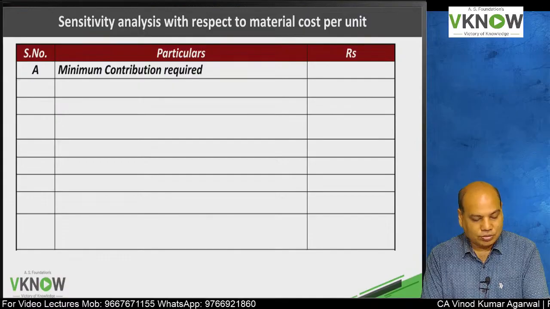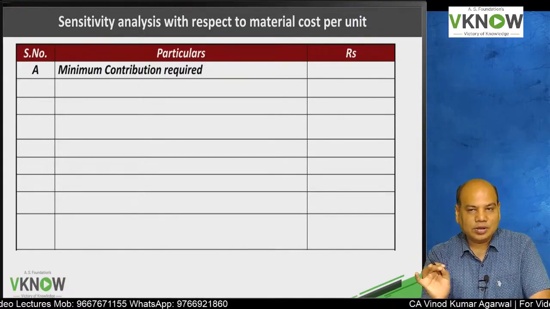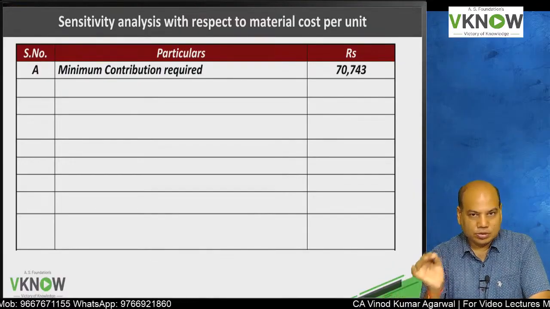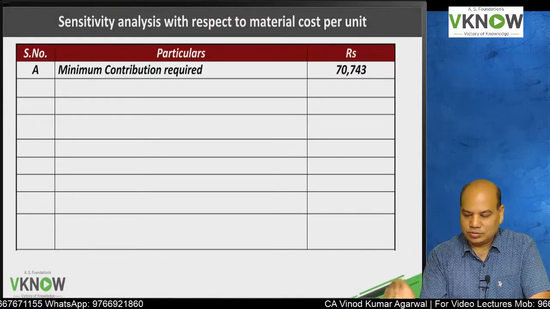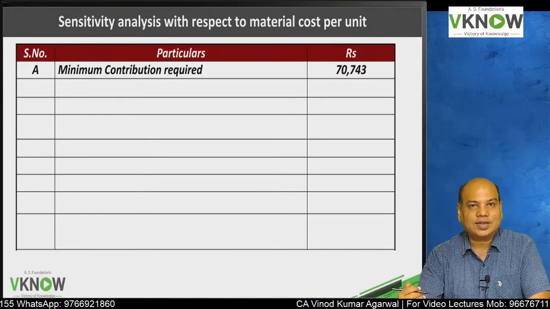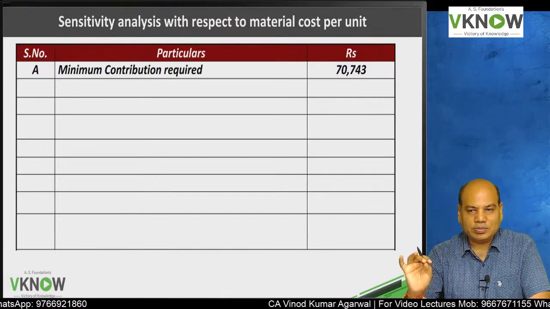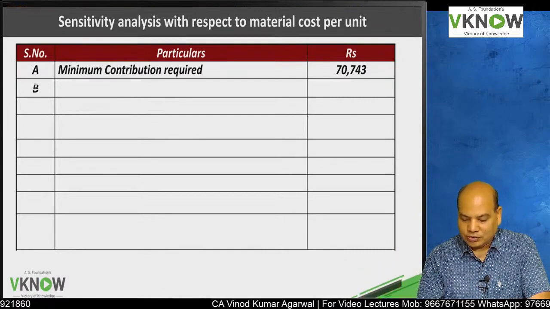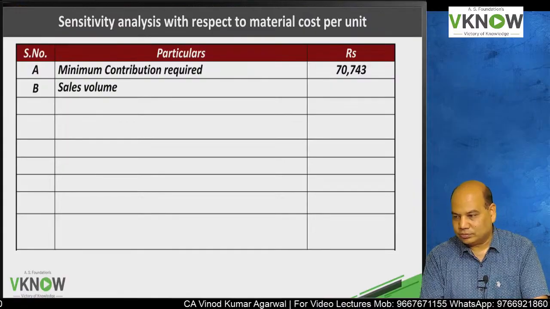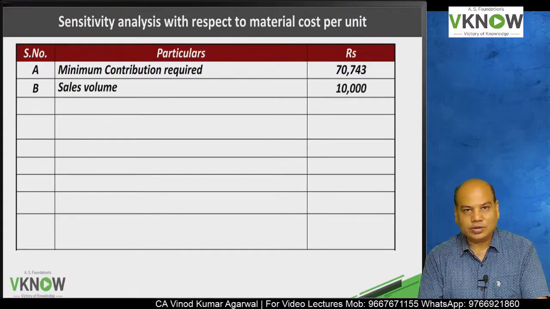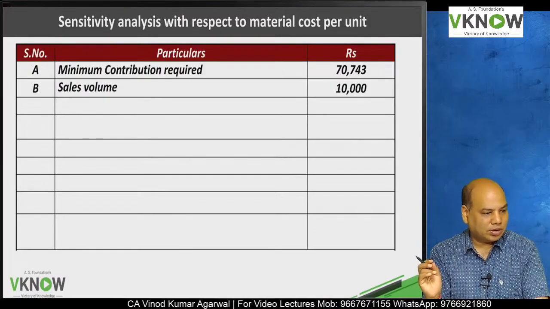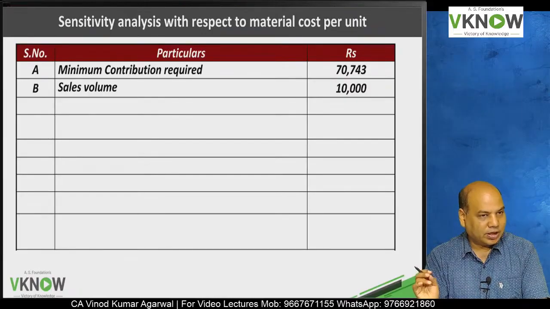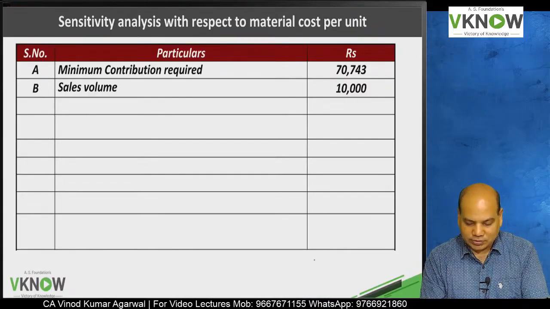In the previous case too, we have already found out that you require a minimum contribution of 70743 so that your NPV is 0. I don't want to repeat those 5 lines again. Have you understood? You need a minimum contribution of 70743 at which your NPV will be equal to 0. Sales volume is 10,000. Only one variable will be changed at a time.